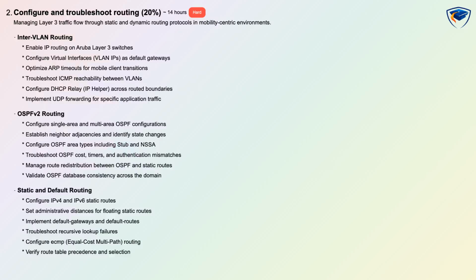The third domain is Configure and Troubleshoot Redundancy and Reliability, weighted at 15%, marked medium. With an estimated 12 hours of study and a mix of hands-on and conceptual assessment, you will learn link aggregation with both static and LACP trunk groups, how to verify LACP states and actor partner keys, and how to troubleshoot member port inconsistencies and load balancing across members.